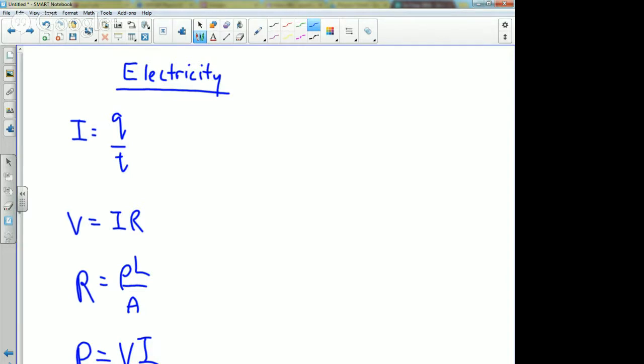Any little notes you guys should know. For I equals Q over T, charge is not the same thing as the number of electrons. One electron, or one proton, is 1.6 times 10 to the negative 19 coulombs, which is always going to be given on your reference table.